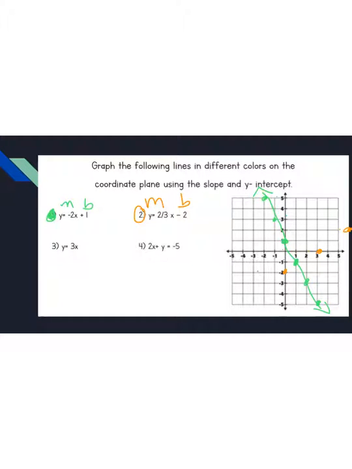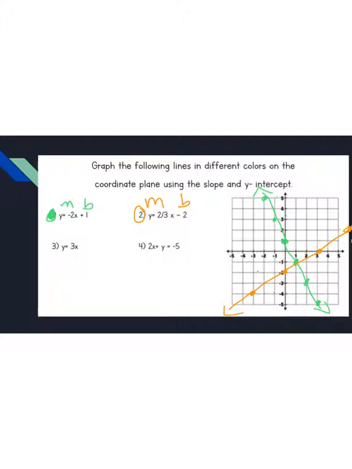So kind of off the grid right there. And go the opposite direction. Down 2, 1, 2, 3. Okay.